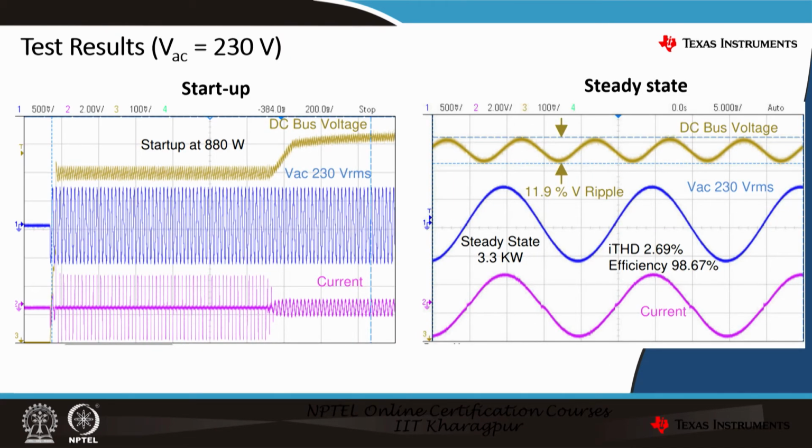So the test results that we see here, the startup was somewhere around 880 volt, and then we moved on to the steady state power of 3.3 kilowatt. The DC bus voltage ripple observed during the steady state was nearly 12%, whereas the current THD comes around 2.69 at the full rated load, and an efficiency of 98.7%.